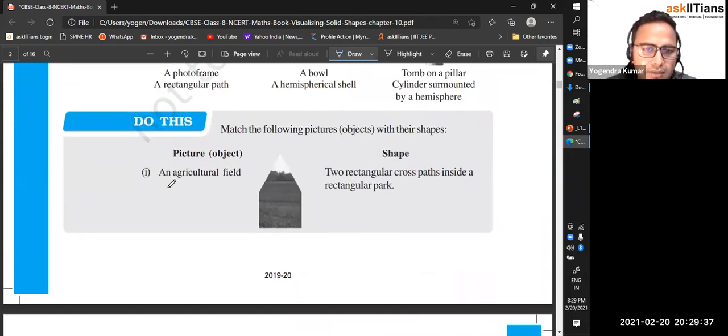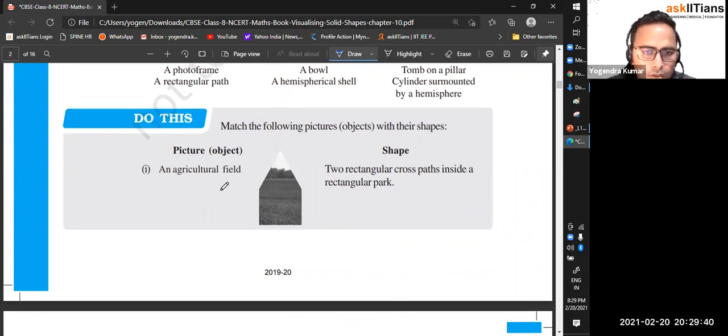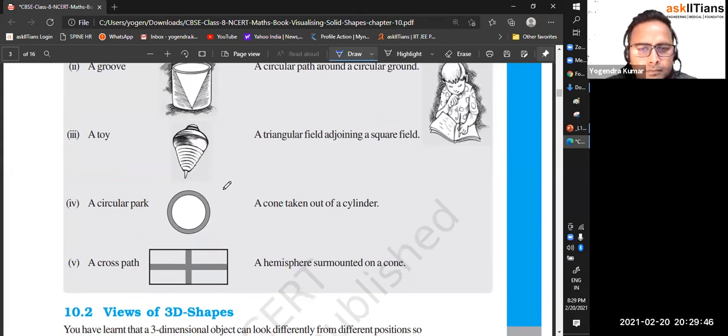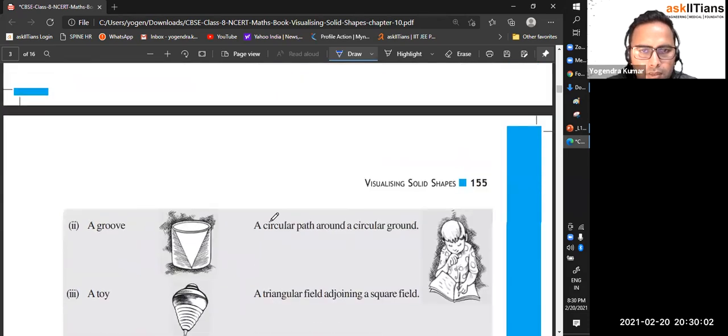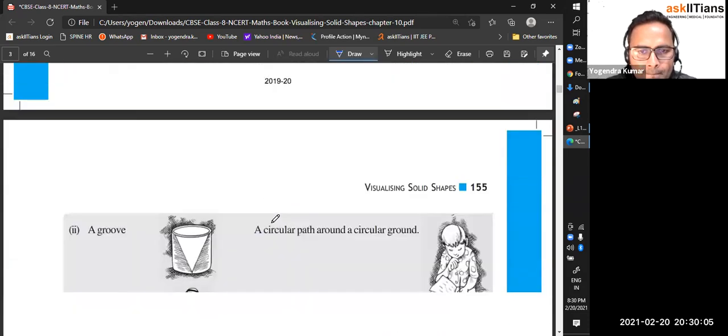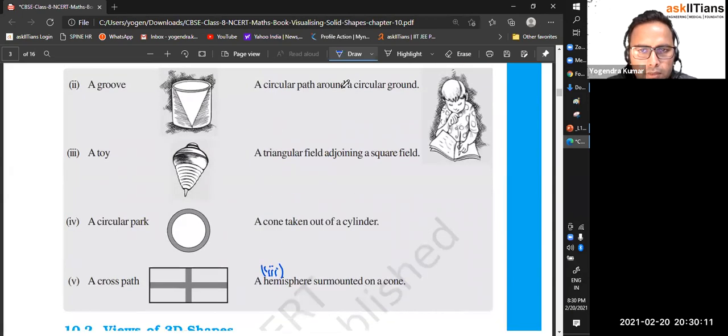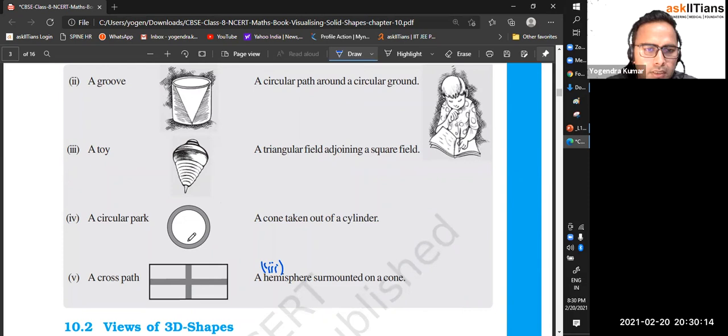Okay, let's do this. Agricultural field. So what will it be? Okay, this one here, it will be the third one, right? You can see here, a hemisphere surmounted on a cone, right? This is the third one. Circular park is what? Okay, what will it be? A circular path around a circular ground, right? This is what a park is. So this is the fourth one.